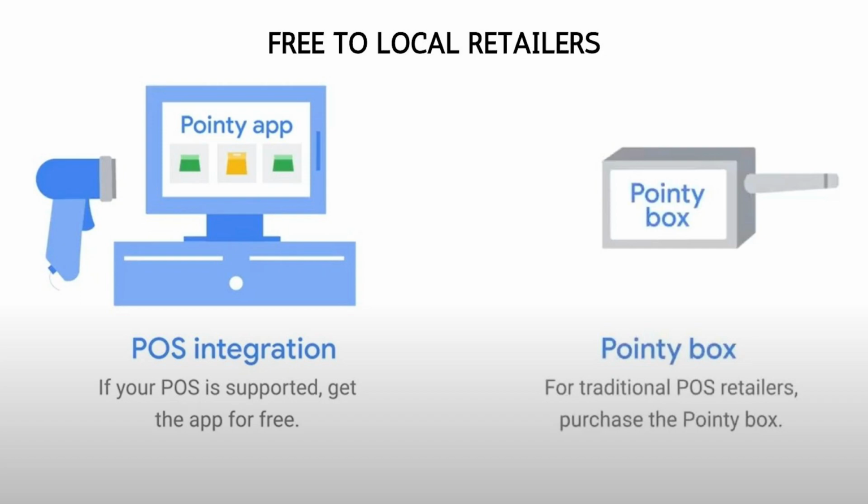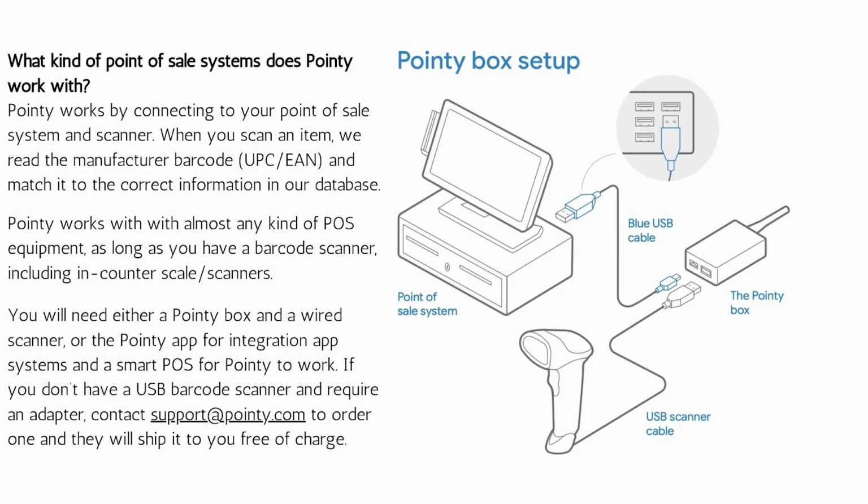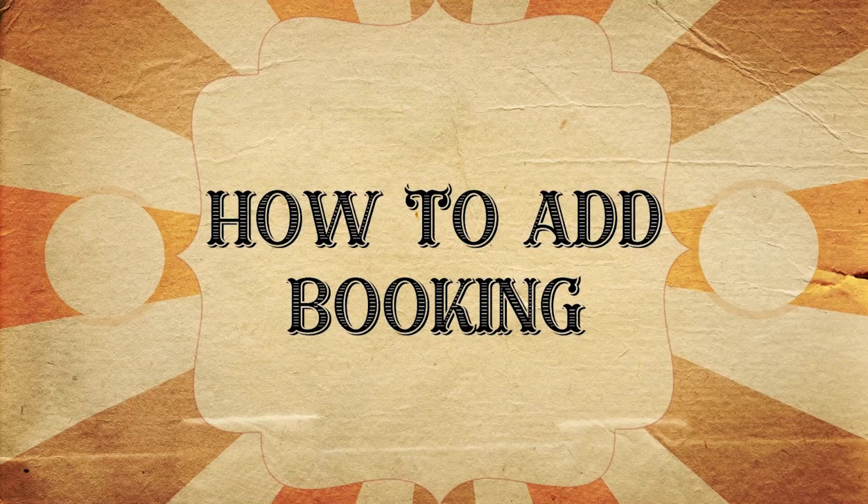This is free to retailers, so you can just reach out to Google and get this Pointy app. And if you don't have a barcoder, they can set you up with one. Write to them at support@pointy.com. Now let's talk about how to add booking and reservations.